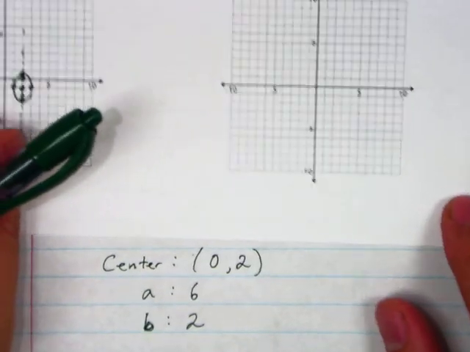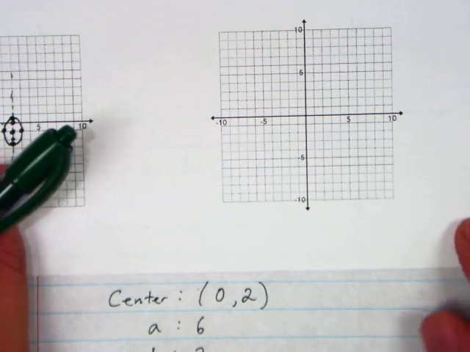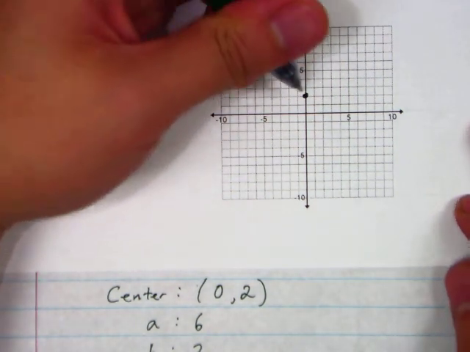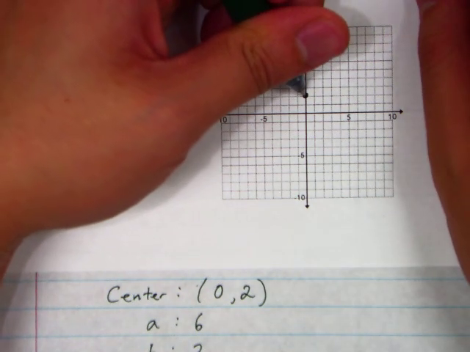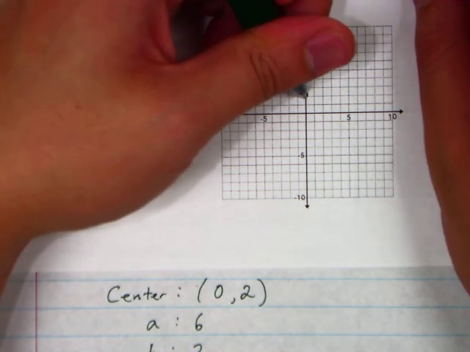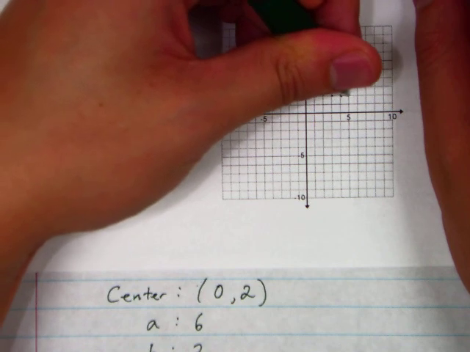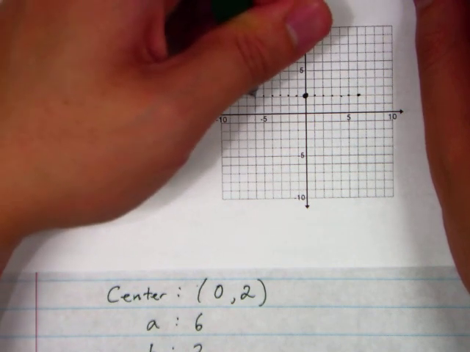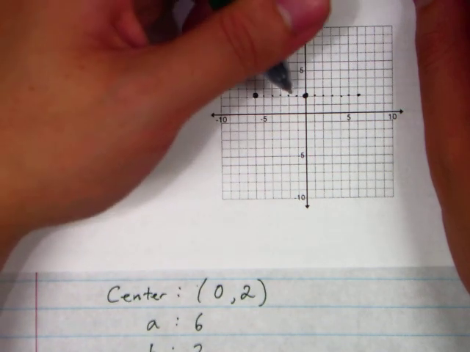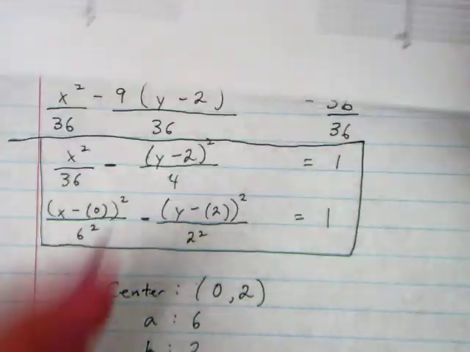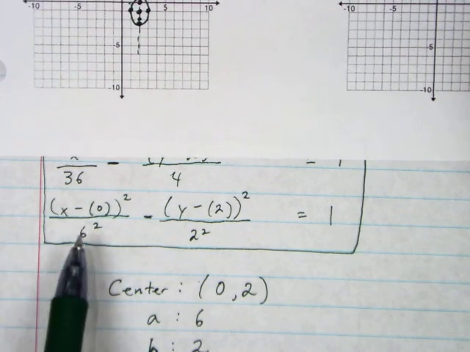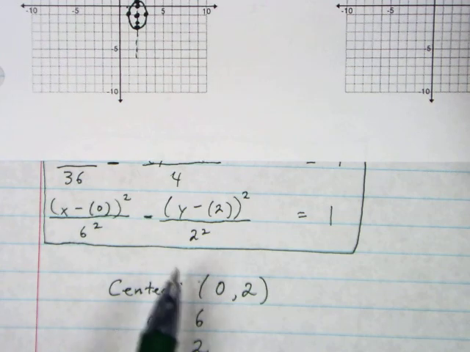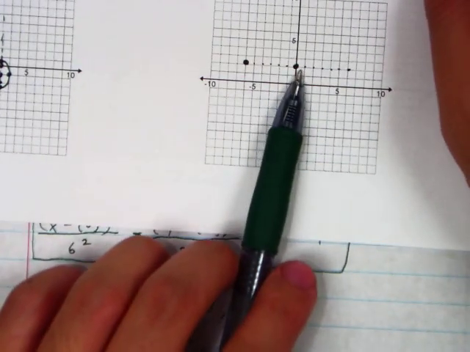The center is 0, 2. Okay, my A is 6, and that is in the x direction. So I'm going to go 1, 2, 3, 4, 5, 6, and 1, 2, 3, 4, 5, 6. And my B is in the y's. Again, the 6 is under the x term, and the 2 is under the y term. That's why I'm going plus or minus 6 in x, and plus and minus 2 in the y.